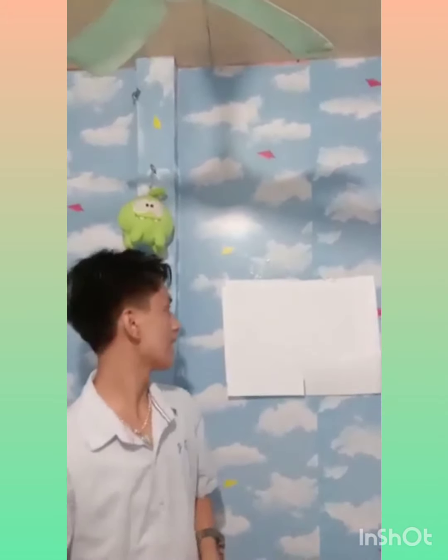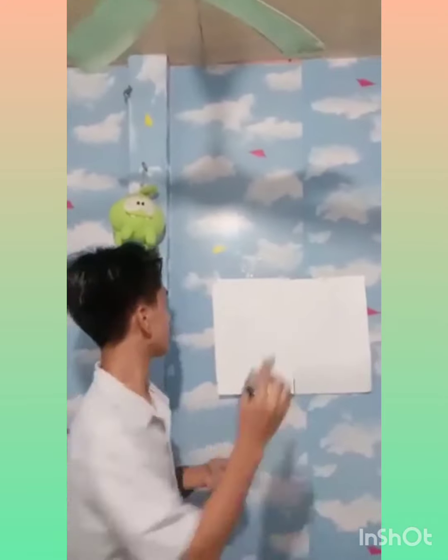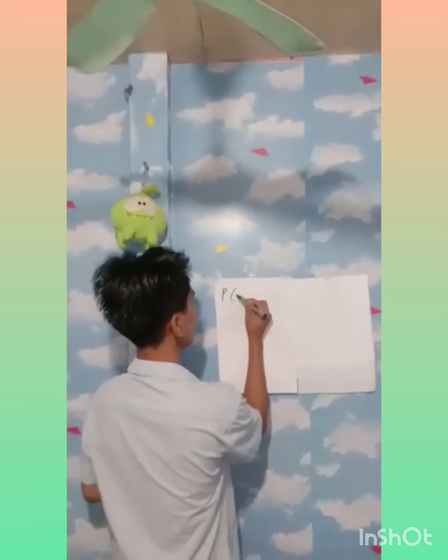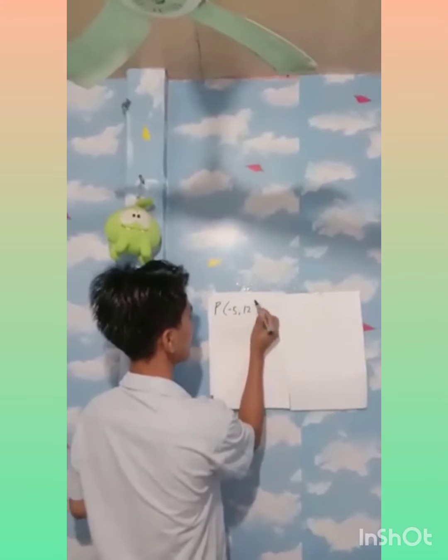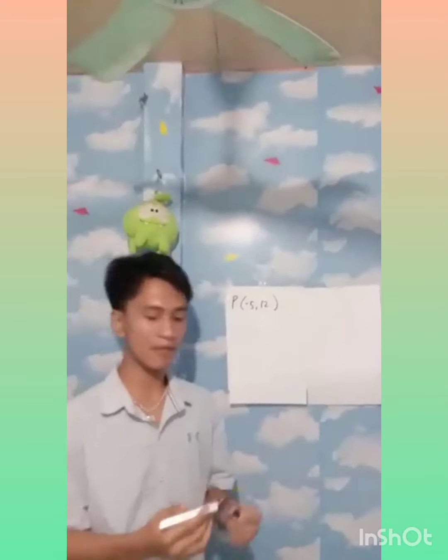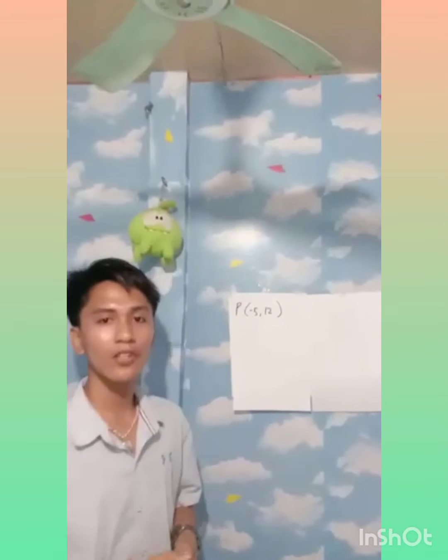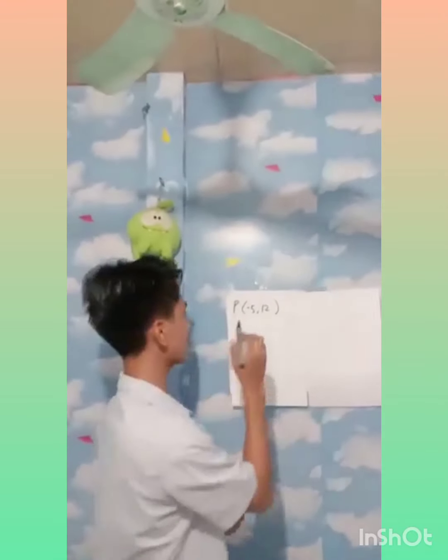Hi guys, this video is all about evaluating trigonometric functions given a point on the terminal side. So if you are given the point negative 5, 12, and you are finding the six trigonometric functions, you need to use right triangle trigonometry. So we need to plot this point.